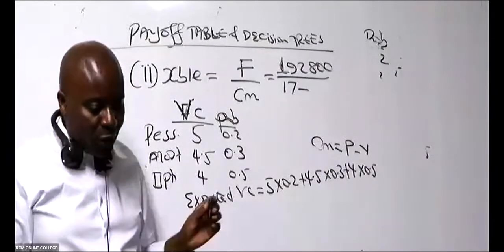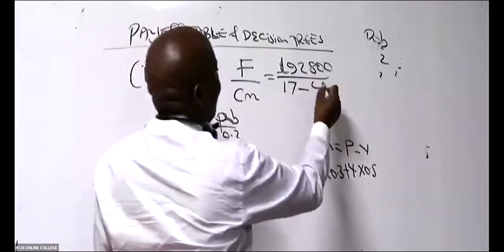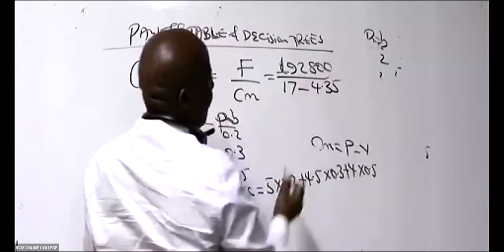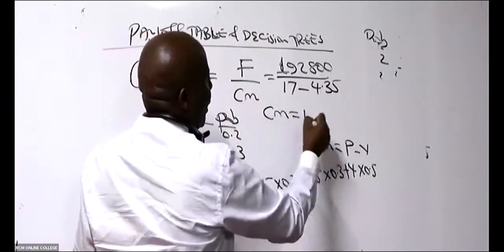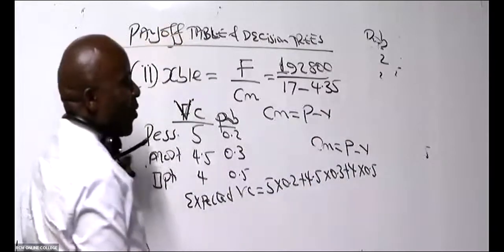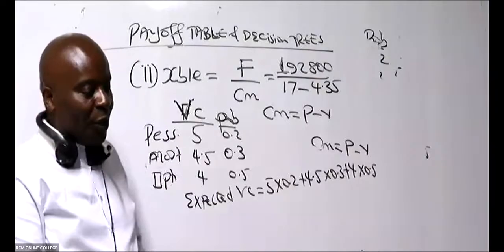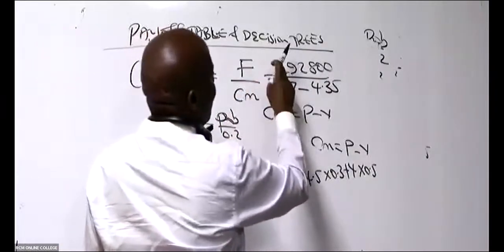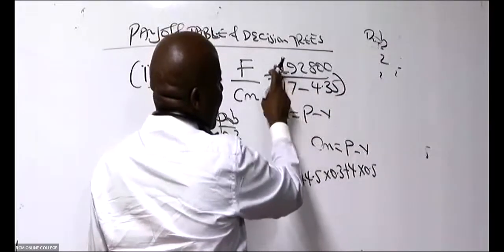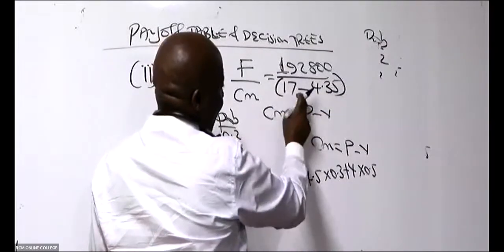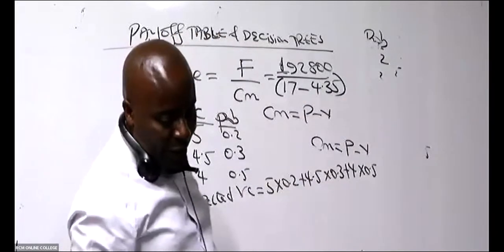Which will give us what figure here, somebody? 4.35. So 17 minus 4.35. Remember, to get contribution margin, it is price minus variable cost. So you take your calculator and say this divided by this, minus this, divided by open bracket, 17 minus 4.35, close. Then you say equals. So what figure are we getting here, ladies and gentlemen?